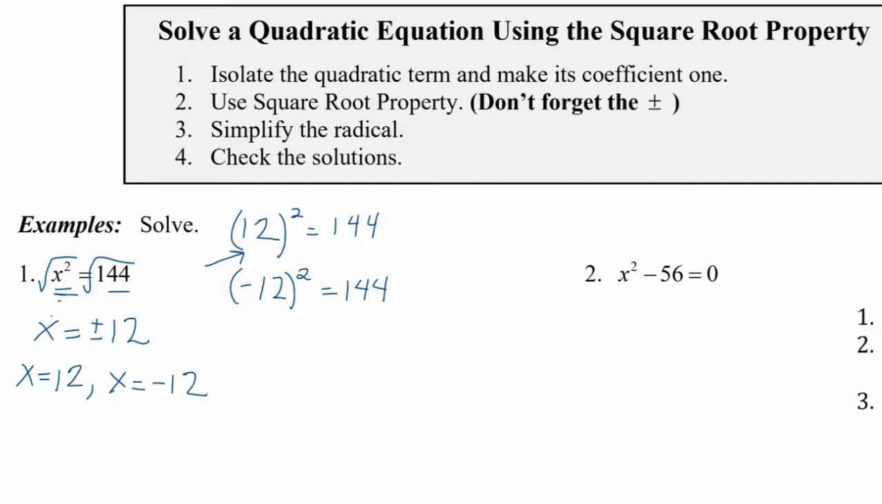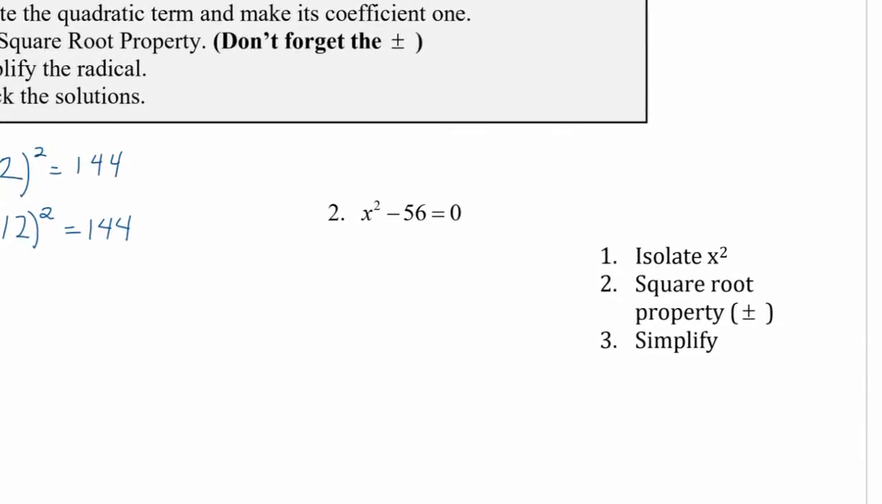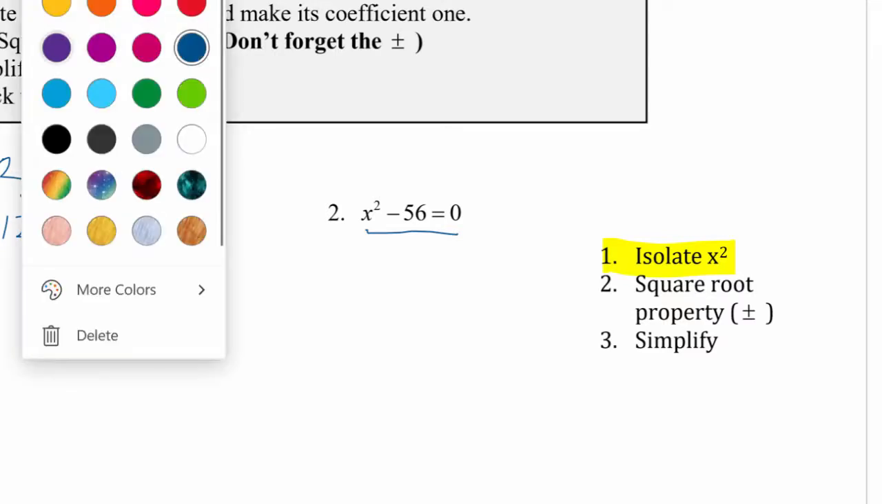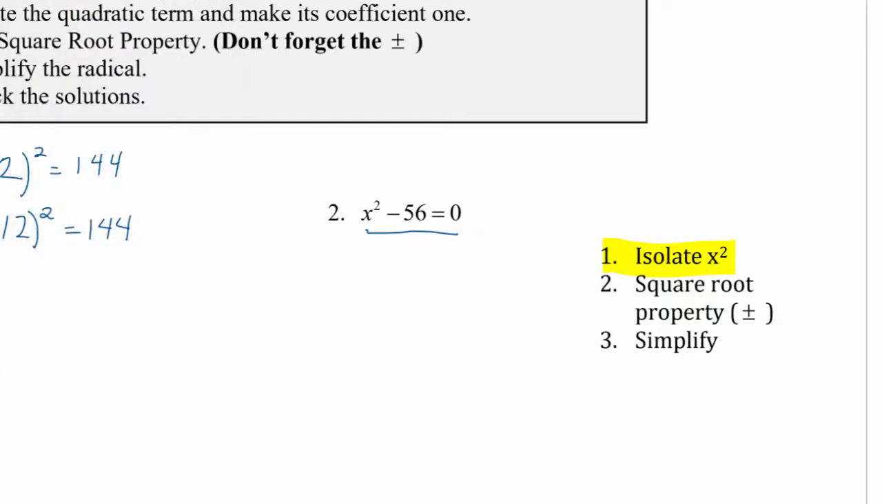Okay, all right, so look at number 2. Notice that this number 2 is in quadratic equation standard form with the 0 on one side. But if we're going to use square root property, the first step is going to be that we want to isolate the x squared. So that's going to be the first step. So that means, of course, that we're going to add the 56. So x squared equals 56. So that's our first step, right?